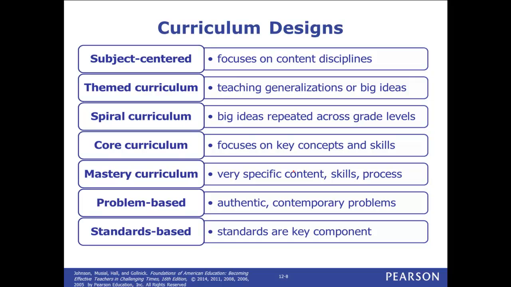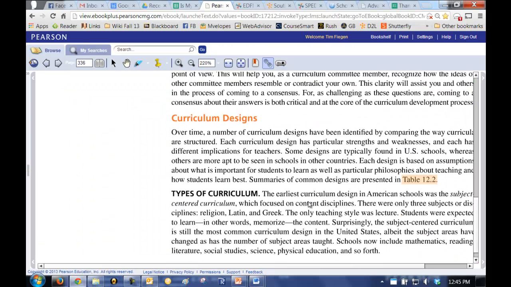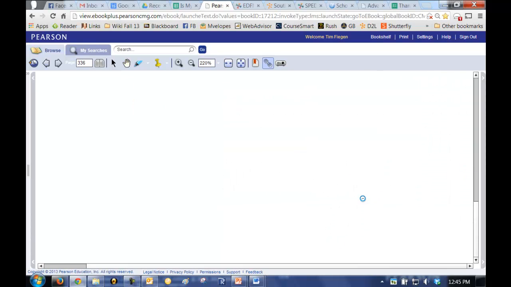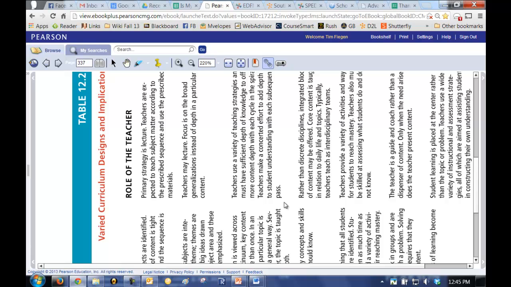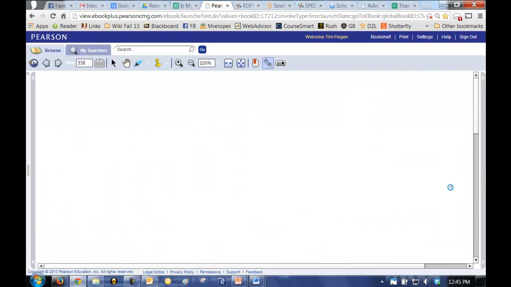So here are the different designs. These different types of curriculum, and it's 12.2, and this is the craziest one I've ever seen. This one is tipped sideways, and I don't quite understand why they do that. It's very hard to look at and read, and so I'm just going to jump over it here.